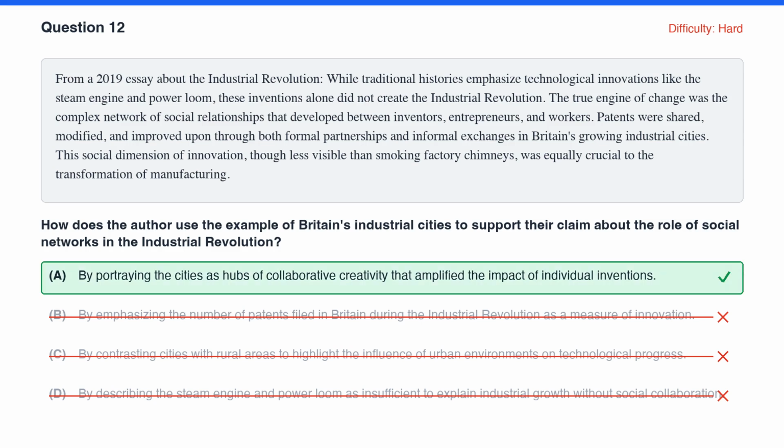Choice A fits precisely. The passage describes Britain's growing industrial cities as places where patents were shared, modified, and improved through formal partnerships and informal exchanges. That depiction casts the cities as hubs of collaborative creativity, where social ties amplified the impact of individual inventions.